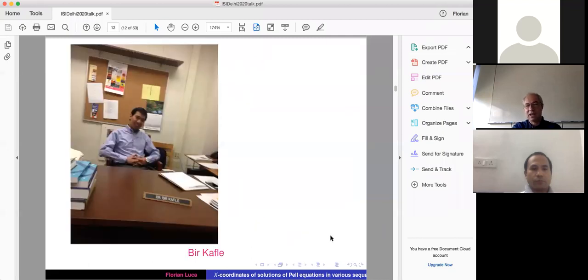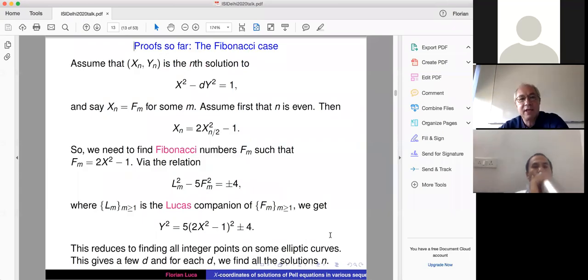And this is Bir Kafle. He is a colleague of Alain Togbe. They are both based at the University of, Purdue, some side campus in the north of Indiana, not the main campus in Lafayette.